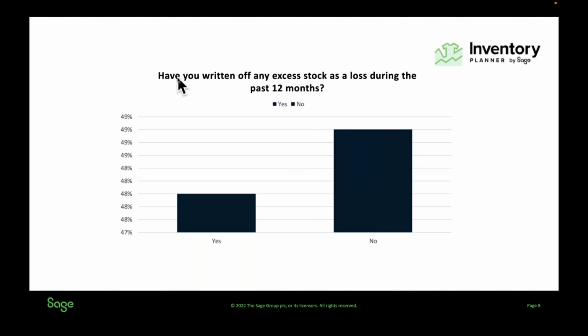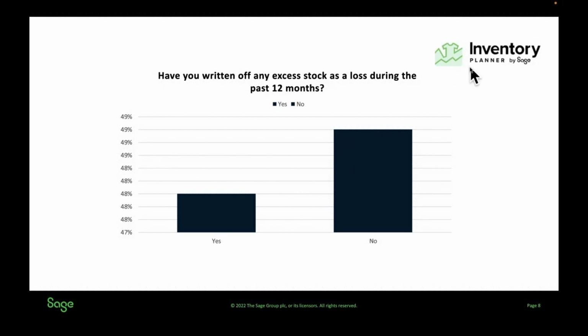And not to beat a dead horse here, but we took it a step further and asked the retailers which we surveyed, have you written off any excess stock as a loss during the past 12 months? And nearly 50% said yes. So here's a situation where retailers that we surveyed did cut bad POs. What I mean by that is they thought the good times through the pandemic were going to continue forever. They didn't foresee the economy cooling off. They purchased too much inventory. They probably marketed that inventory. So they're both outflows and they've got nothing to show for it.